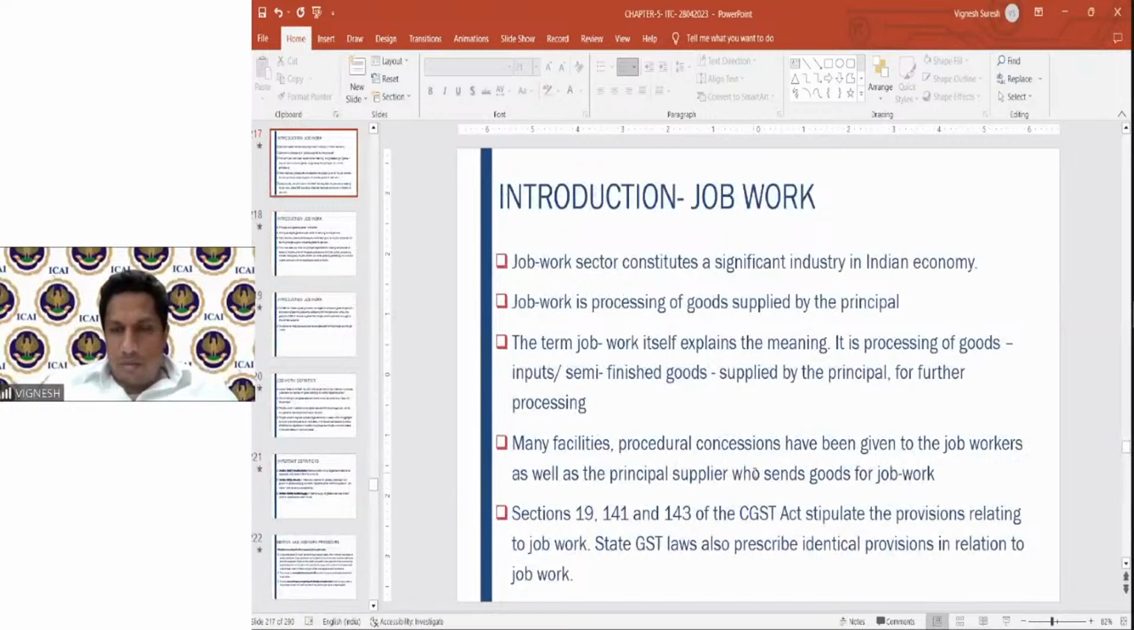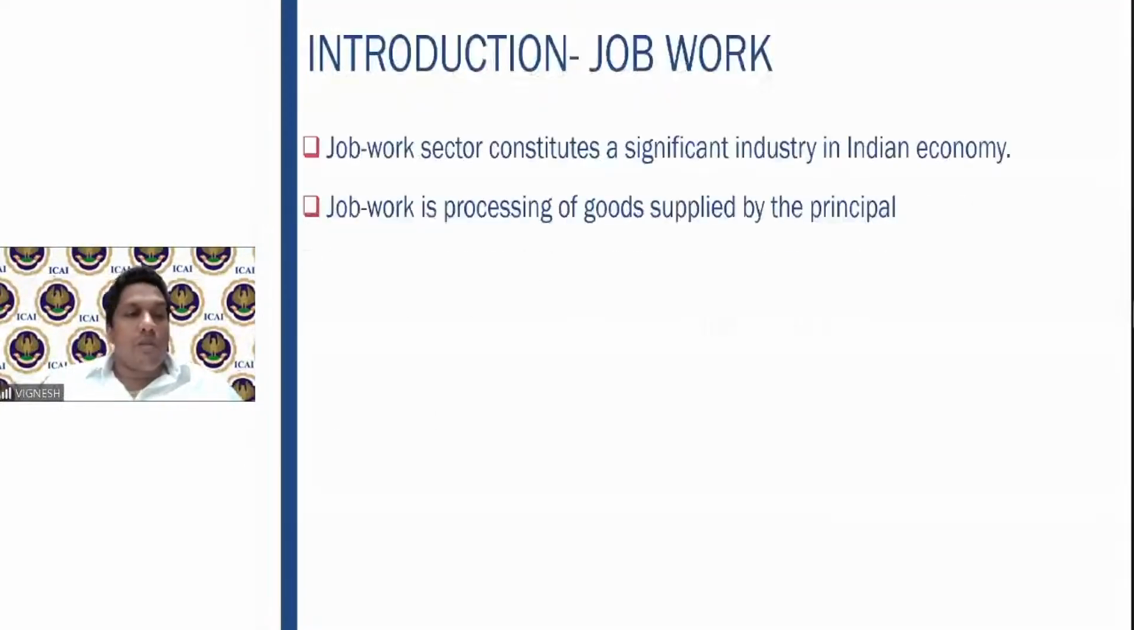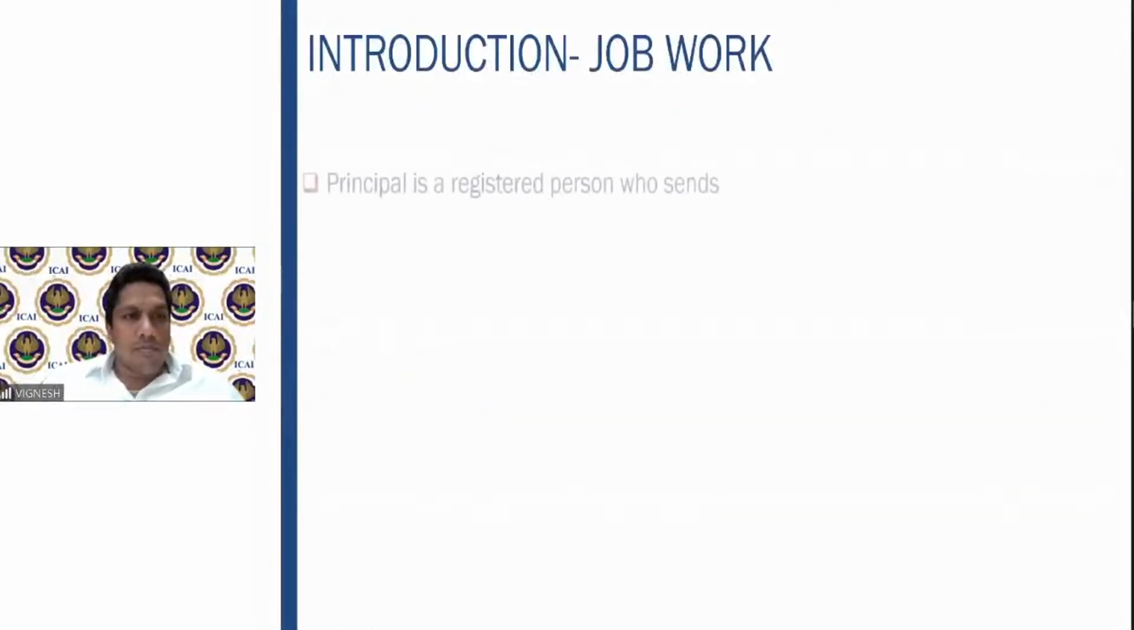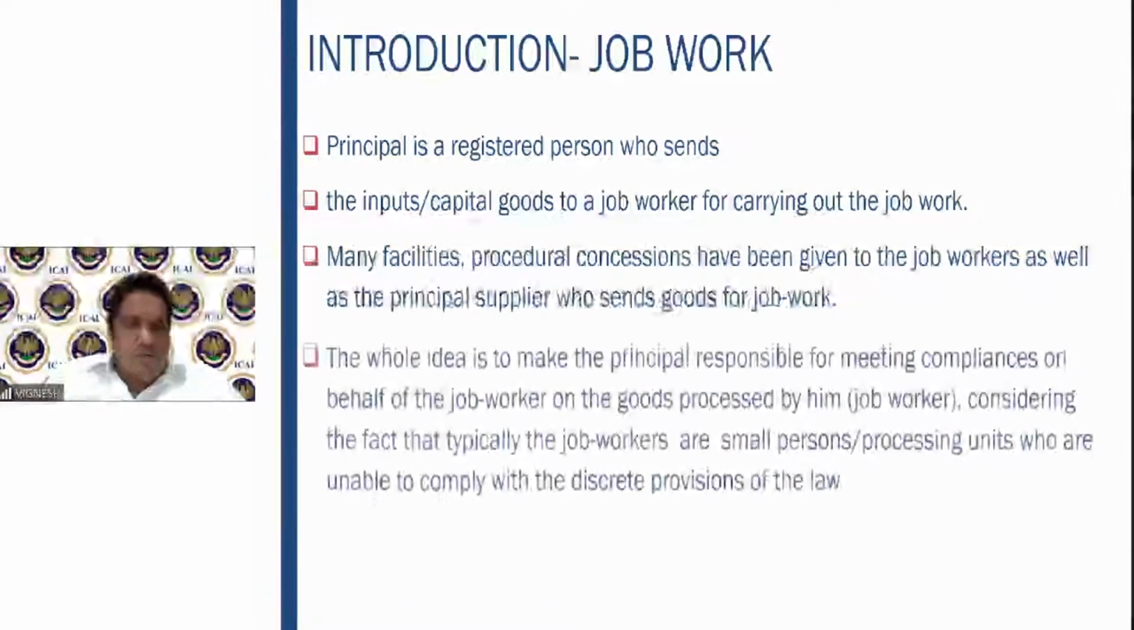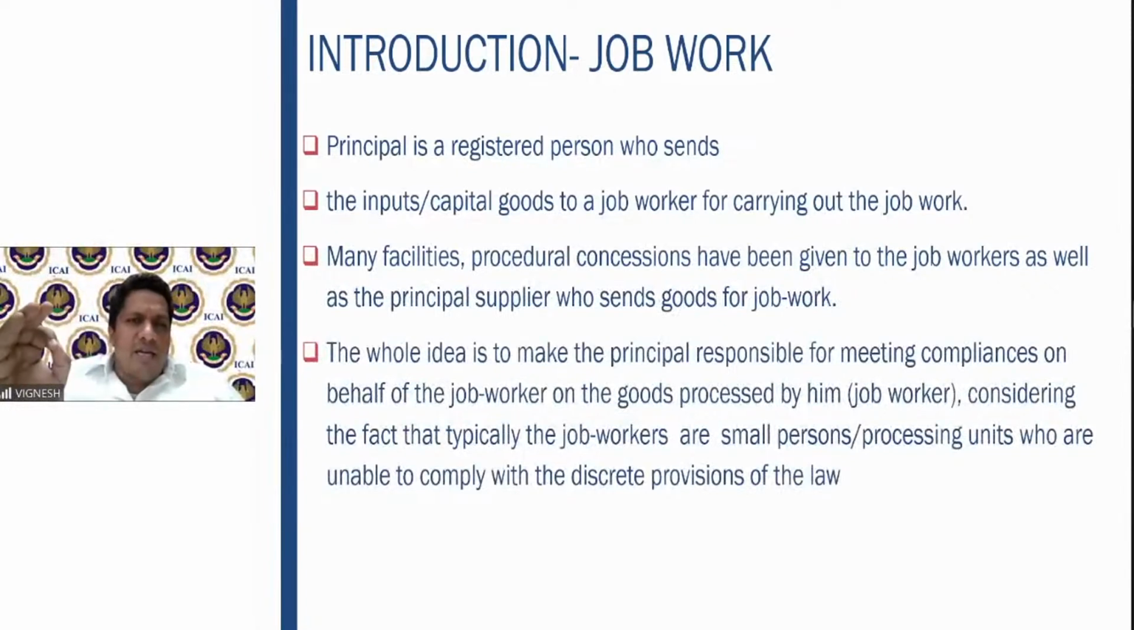Okay. So these are the sections which talk about the job work. As I told you, the principal is a registered person who sends the inputs or capital goods to the job worker for carrying out the job work. Many facilities and concessions are given to the job workers as well as the principal who sends it for job work. The main idea is to make the principal responsible for meeting compliances on behalf of the job worker on the goods processed by him.